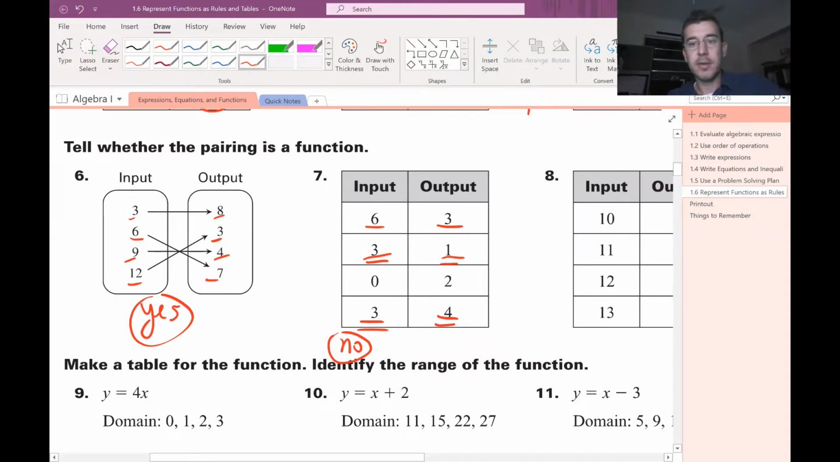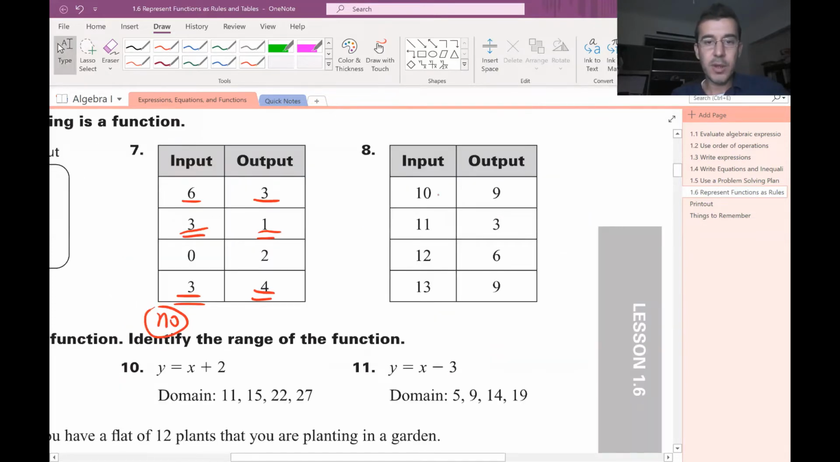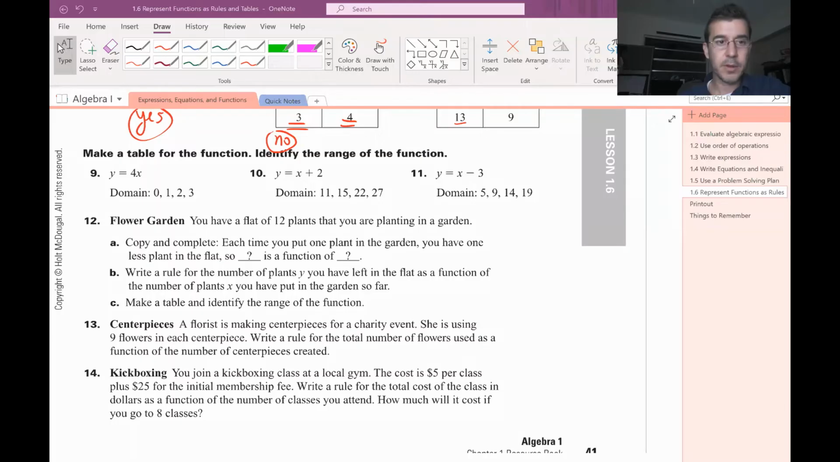Okay. Number 8: 10, 11, 12, 13. So all different inputs. Yes, this is a function, because for each input we get an output. Next, number 9, make a table for the function. Identify the range of the function.